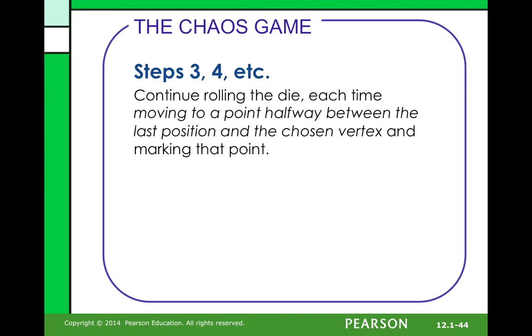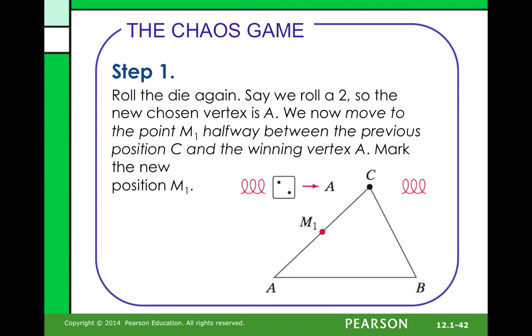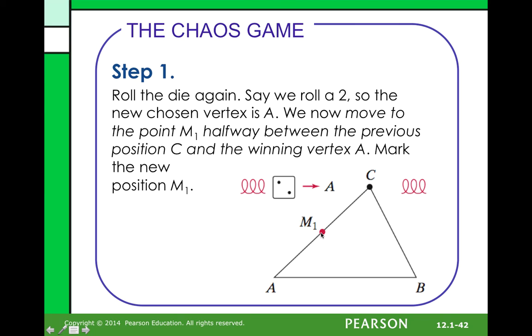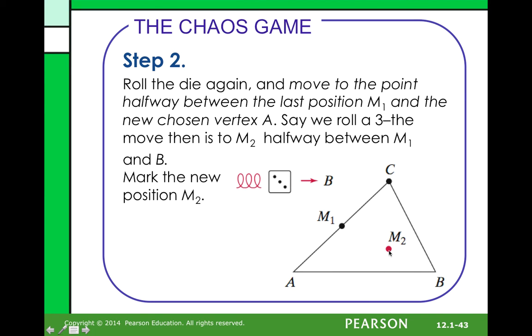Okay, so let's just sum up what's happened here. We created this silly little game where we start with a triangle and we roll a die. Based on the die roll, we move halfway between where we're currently sitting, which we started at C, and where the die tells us to go, which in this case was A. So we move halfway between, now we're sitting here. Then we roll the die again. From this point, we either go halfway to C, halfway to A, halfway to B. In this case, we moved halfway to B. Now we're at this point.